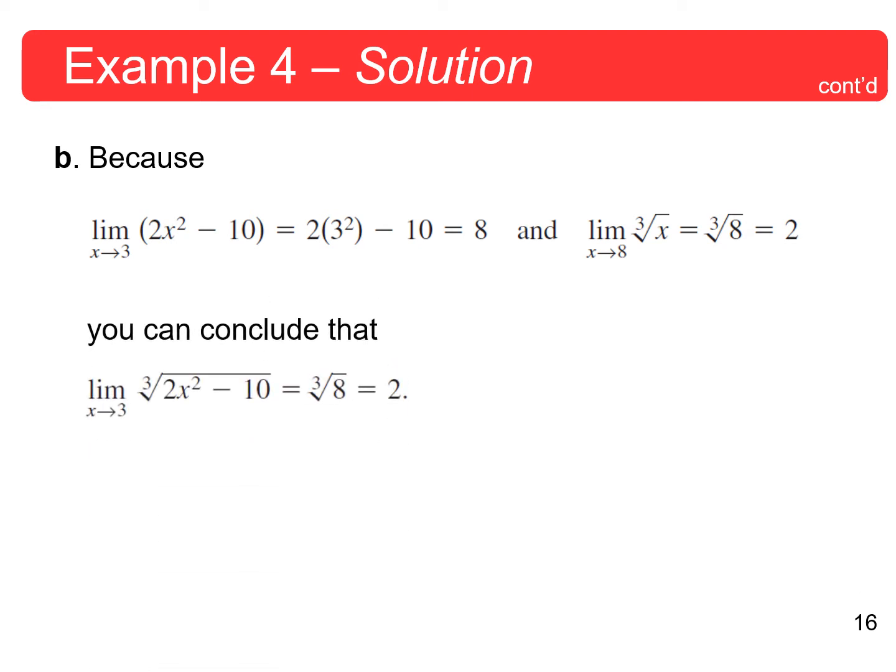So therefore, we can conclude that the limit of the cube root of 2x squared minus 10 as x approaches 3 is equal to the cube root of 8, which is equal to 2. And you can also verify that you can just use the direct substitution method here and get the limit.